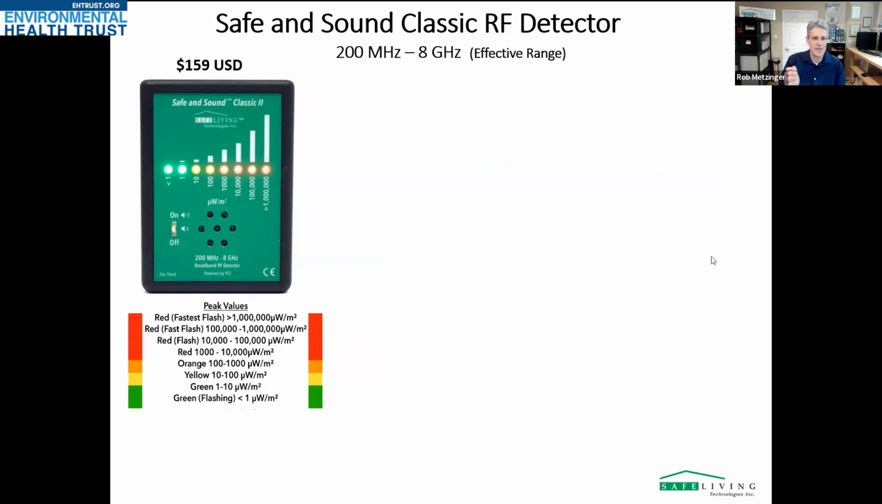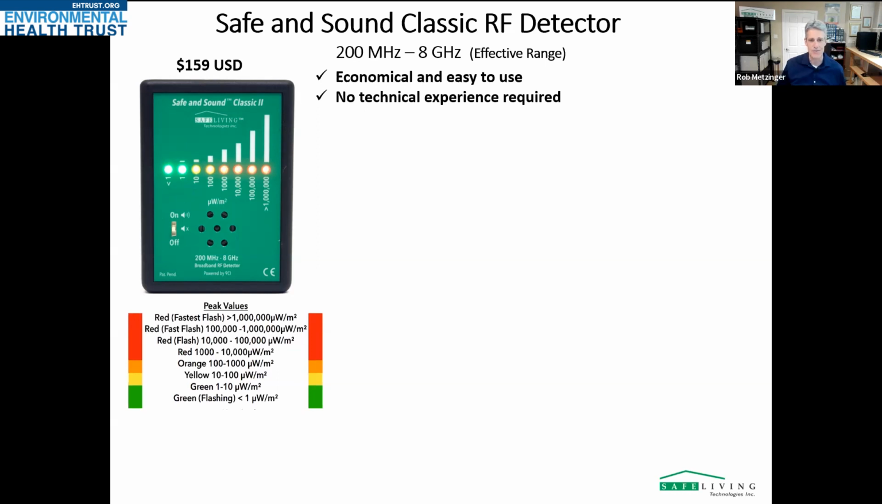So now getting into the meters a little bit. About 2 or 3 years ago, we came out with this meter. It's the Safe and Sound Classic, and it's now called the Classic 2. This is our new version of this meter. Each year we try to update it, and so we've put the speaker in the front on this new version. We've added more LEDs, and we've tried to make it a better meter than it was in the past. We also increased the volume of sound that it broadcasts. This one is $159 US, and it's economical and easy to use.